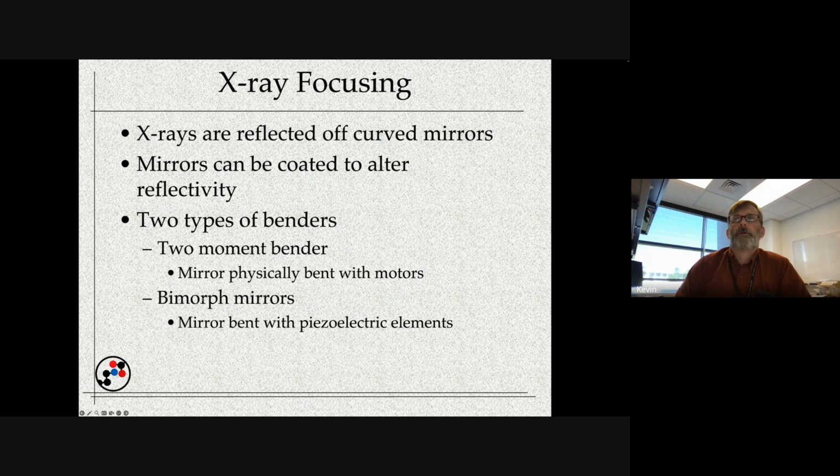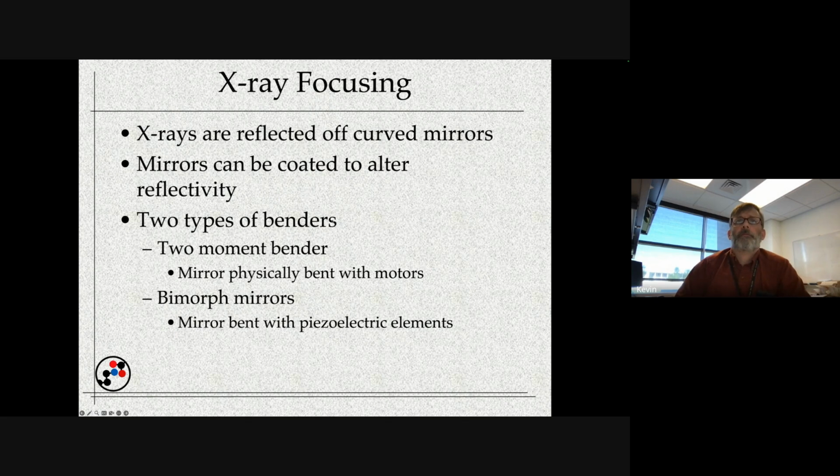After you get your X-rays through the monochromator, you'll need to focus them in some fashion. The X-rays are typically, in most cases, reflected off of curved mirrors. The mirrors can be coated in some fashion to alter their reflectivity, typically with some metal like platinum or rhodium. If you've got a fairly low energy X-ray beam, then you could probably get away with having no coating and just using glass.